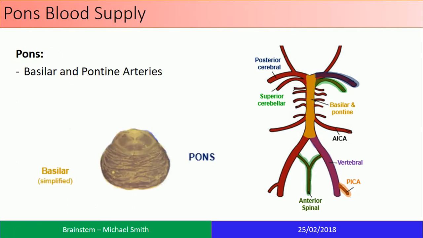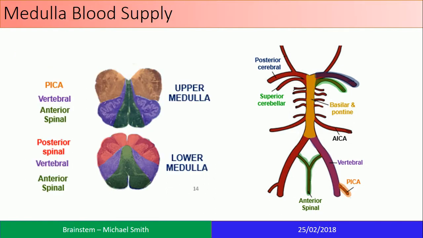In the pons it is simple, and its blood supply comes from the basilar artery, which comes up the middle here, and the branches that come off it, which are called pontine arteries. So the blood supply of the pons is easy to remember.